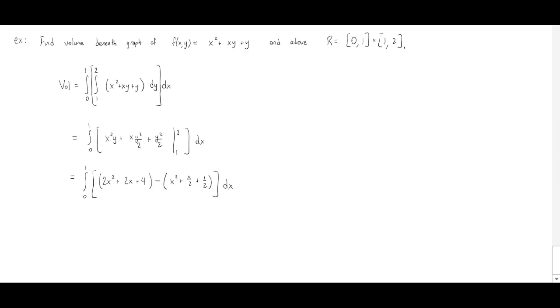Alright, and then just as before, we just want to simplify. So I have 2x squared minus x squared, which gives me an x squared. Okay? We have 2x, and we're going to have minus half of an x. So 2 minus a half will be 3 halves. So we have 3 halves x altogether. And then we've got 4 minus a half. So 8 over 2 minus 1 over 2 leaves me with 7 over 2.